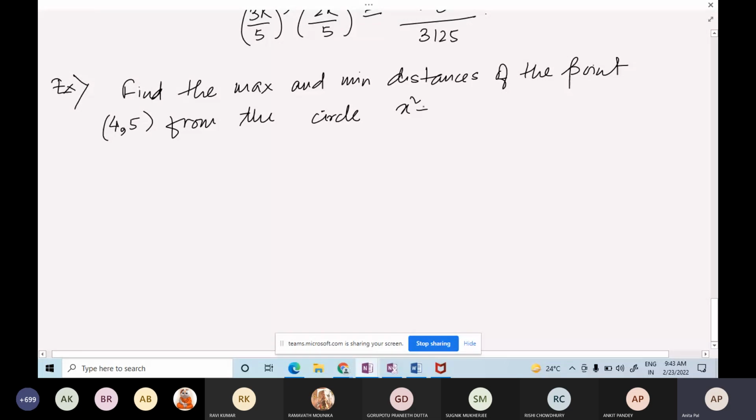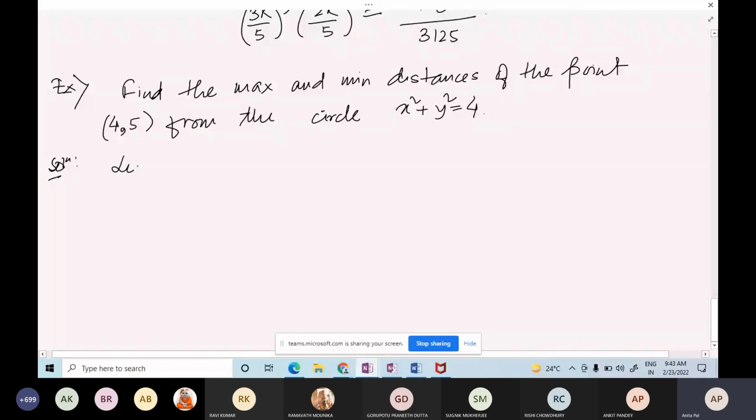See, the question is: find the maximum and minimum distances of the point (4, 5) from the circle x square plus y square equals 4. Okay, this is the question. Now here we are going to use the Lagrangian multiplier method and we'll solve it and find the distances.